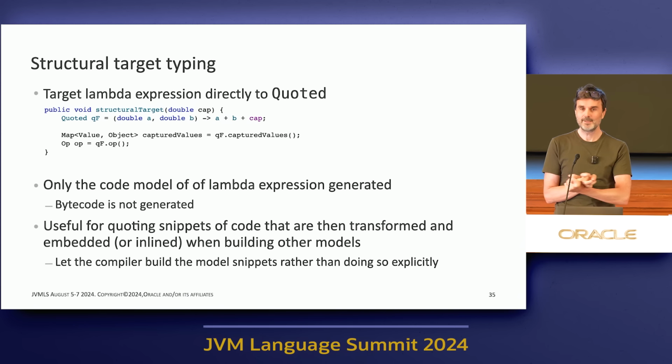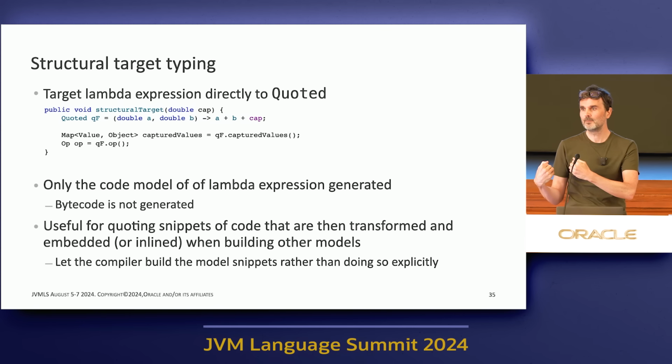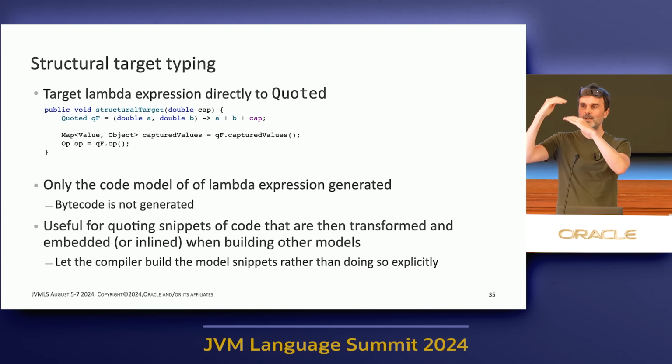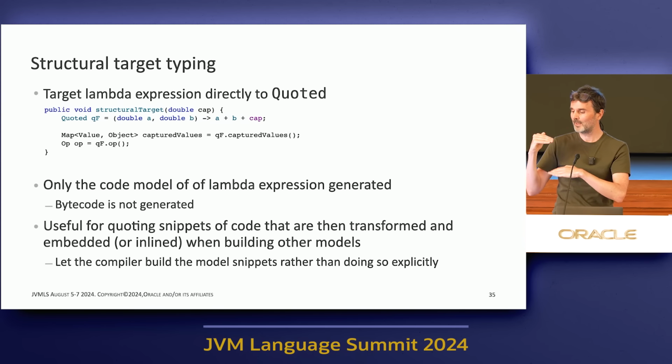But if you don't want to deal with functional interfaces all the time, you want to deal with more generic stuff, hey, I want to accept any quoted coming into me. I do not want to define 10 different quotable functional interfaces. This is another way of doing it.